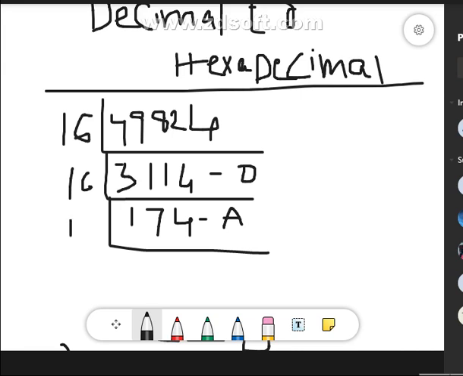Next, 16 1s are 16, 16 2s are 32. Here you will get the remainder 2.